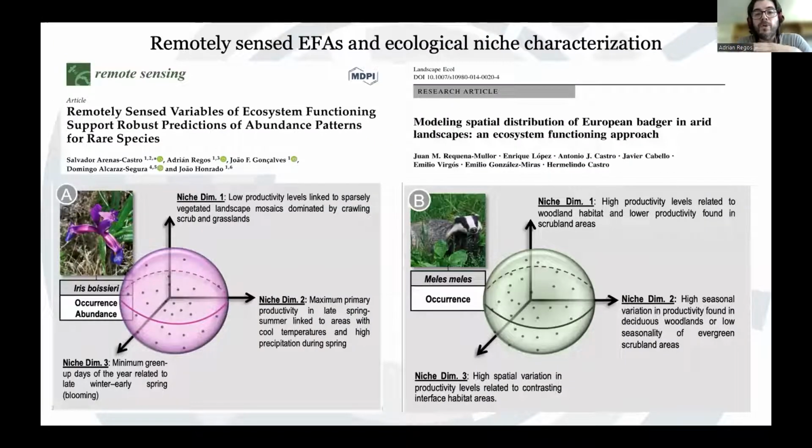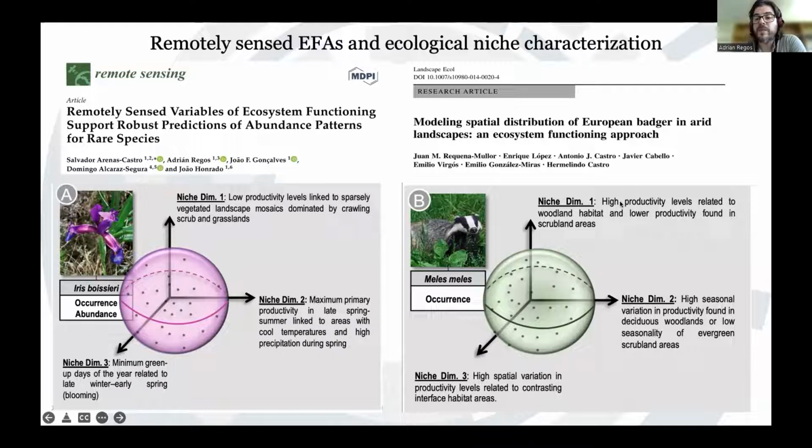But why is it important for ecological niche modeling? Well, these ecosystem functional attributes can complement or provide additional information about the habitat conditions or the ecological niche of a species. And here I bring a couple of examples. For instance, Requena-Muñoz and colleagues were able to map the spatial distribution of the European badger in arid environments using this ecosystem functioning approach.